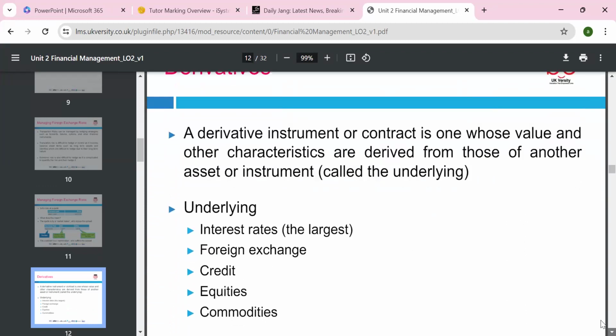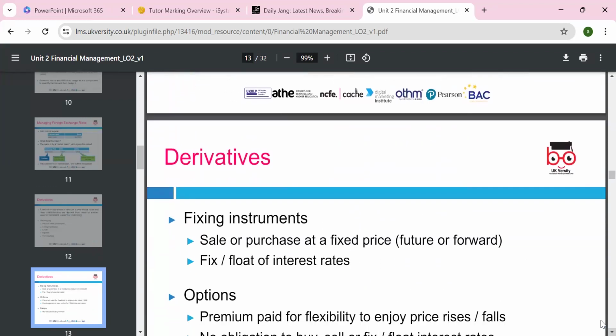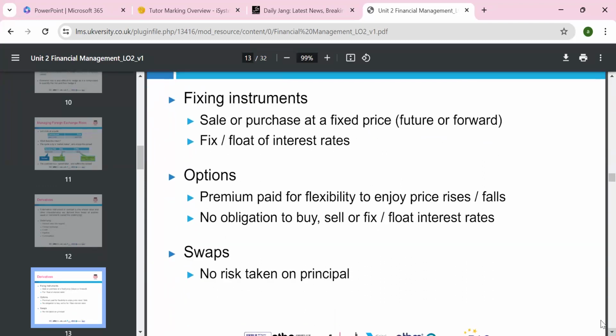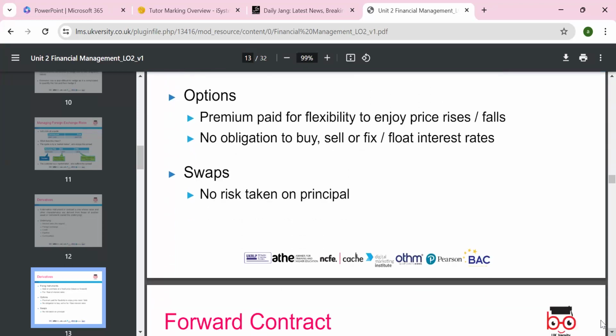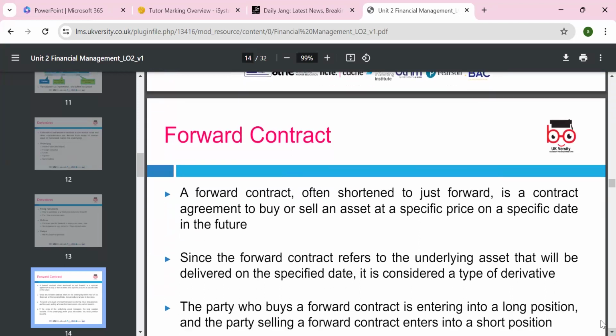The underlying can be interest rates, foreign exchange rates, credit, equities, and commodities. A derivative fixes the sale and purchase of the instrument at a fixed price, as in a forward, or a fixed and floating interest rate swap. With an option, a premium is paid and you have the flexibility to enjoy price rises and falls, with no obligation to buy or sell, fixed or floating, and no risk taken on the principal. A forward contract is an agreement to buy or sell an asset at a specific price on a specific date in the future.